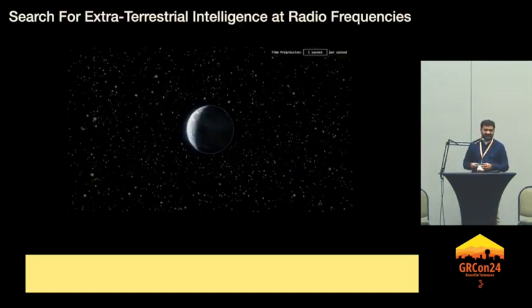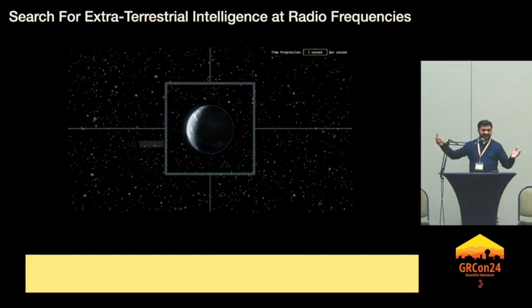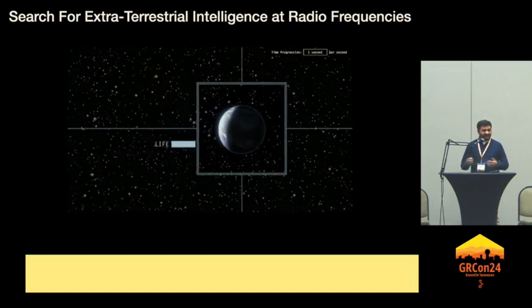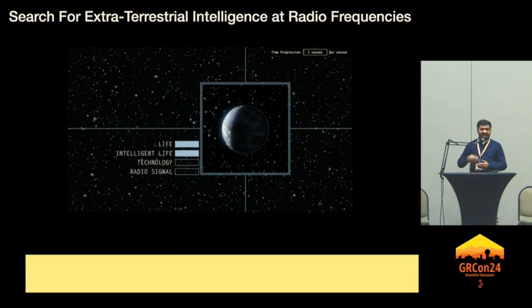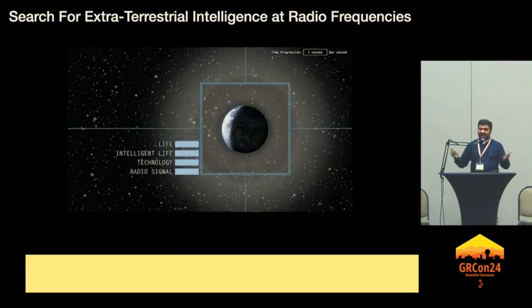So this is our Milky Way galaxy. Let's say you have a planet on it which has life. Over time, that life develops intelligence, that becomes technology, and technology also produces radio waves. Radio waves are one of the signatures of technology. So when you have life, they're producing radio waves.